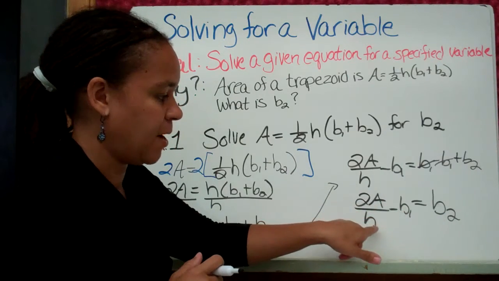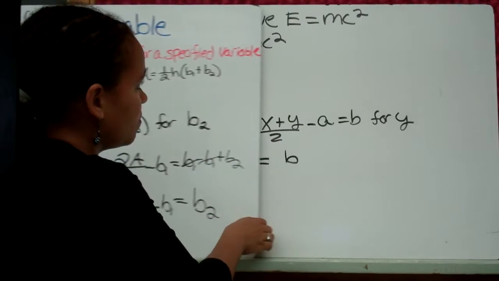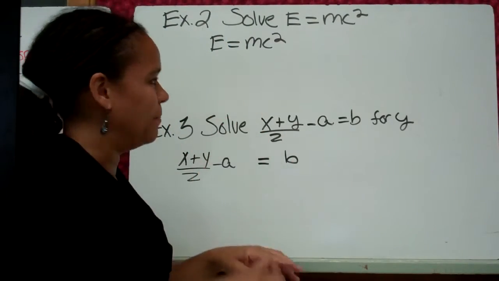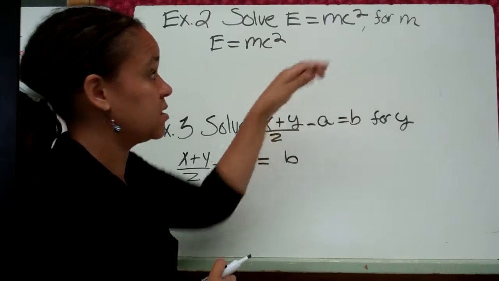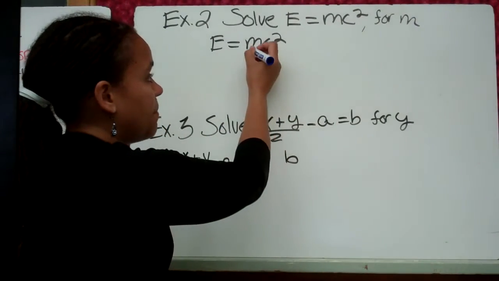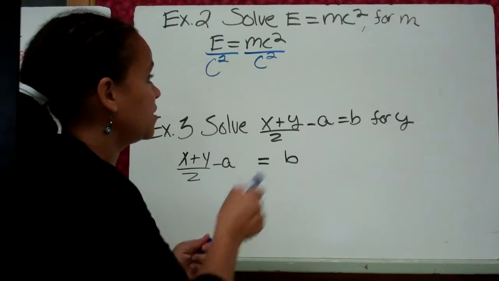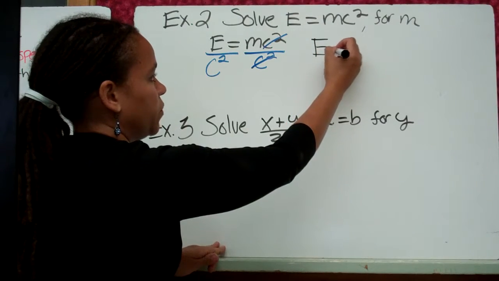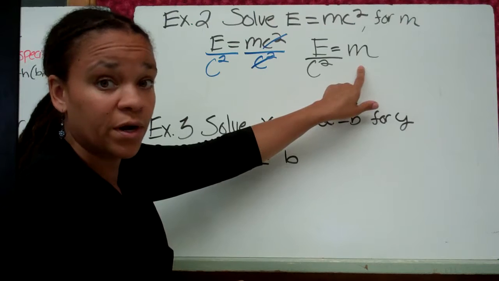So I can plug in my A, my H, and my B1, and I'd be able to find B2 pretty easily. All right, let's look at two more examples. First one, we're going to solve E equals MC squared for M. I don't want to know E, let's get it solved for M. Very simple step. I want to get M by itself, so I need to get rid of the C squared. Since it's multiplied, the opposite operation is to divide both sides by C squared. Once you do that, these cancel out, so you end up with E over C squared is equal to M. So it is solved for M.